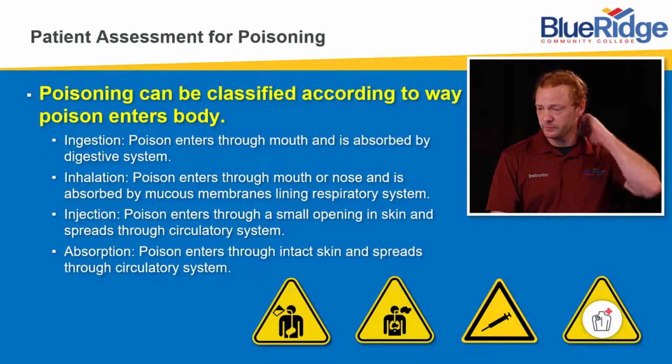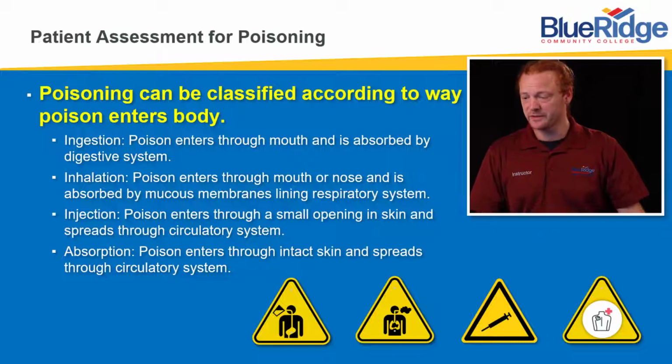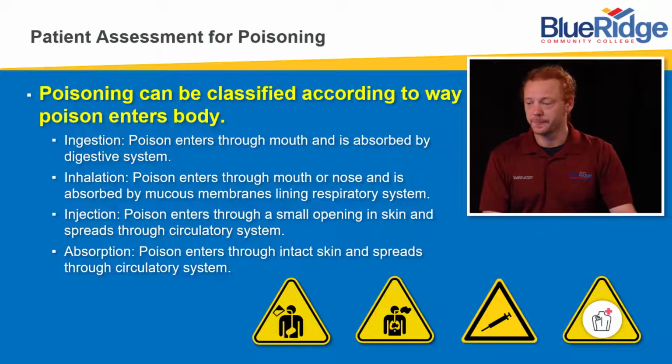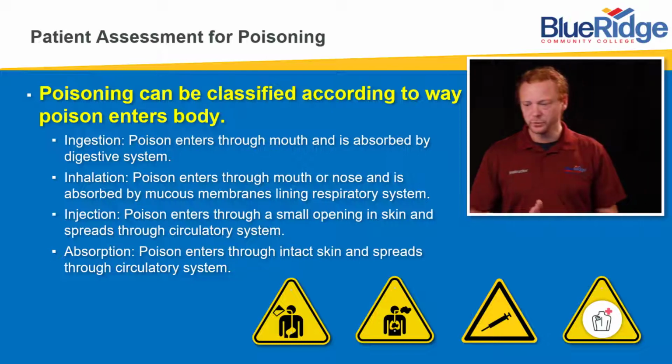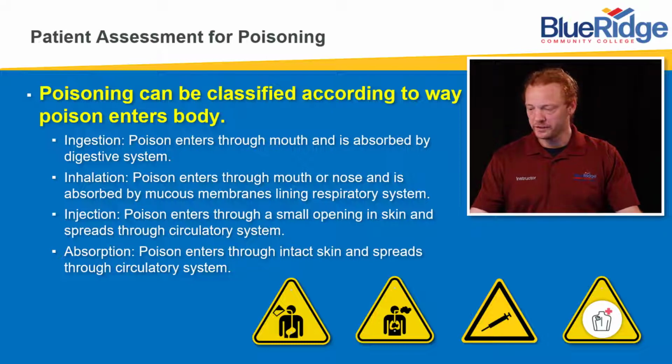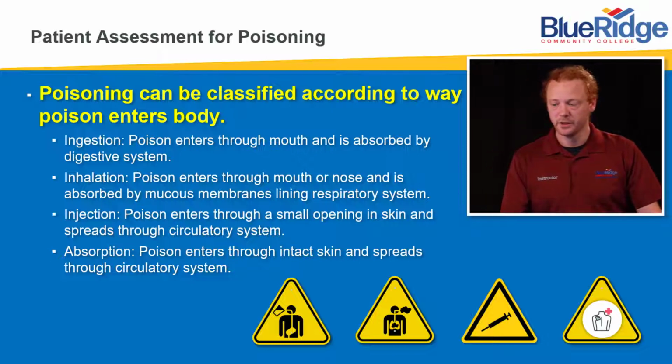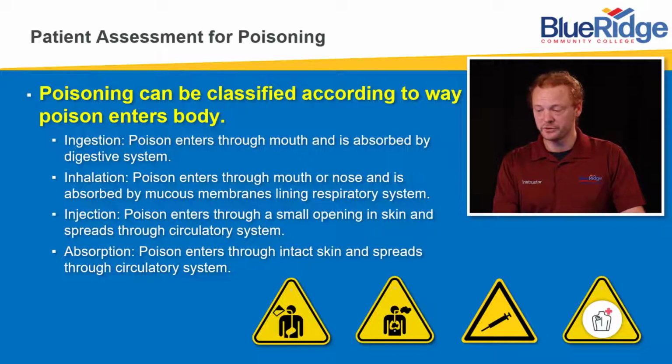Poisonings can be classified according to the way they enter the body, or by the routes. There are four main routes: ingestion. Poison enters through the mouth and is absorbed by the digestive system. Inhalation, we breathe it in and it is absorbed through your lungs or your respiratory system. Injection, typically through a small opening in the skin, and is spread through the circulatory system. And absorption, or transdermally. It absorbs through an area of skin where it has come in contact and spreads through the circulatory system that way.